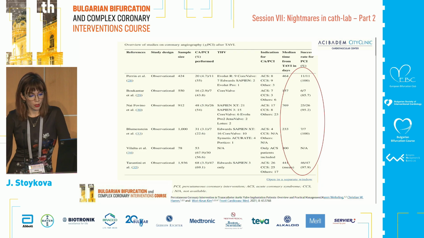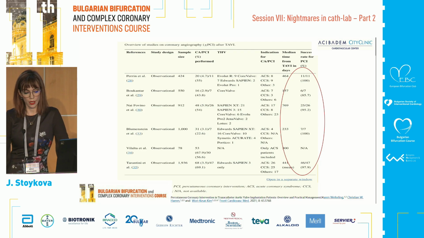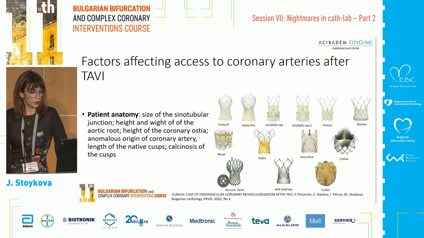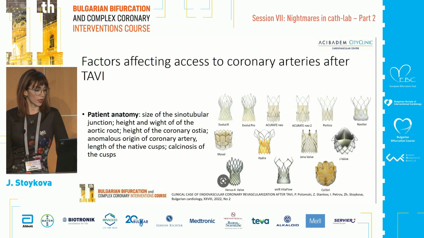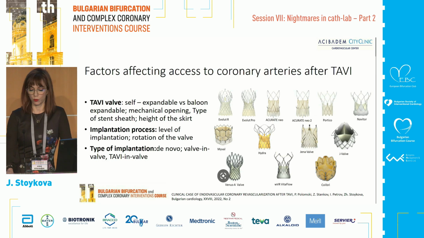And those are the studies examining PCI after TAVI. The success rate is about 80-90%, up to 100 in some cases. The success rate in TAVI PCI and TAVI coronary angiogram depends on several factors, such as size of the sinotubular junction, height and width of the aortic root, height of the coronary ostia, anomalous origin of the coronary ostia, also the TAVI valve itself, implantation process of the TAVI, and the type of implantation, valve and valve, or TAVI in valve.